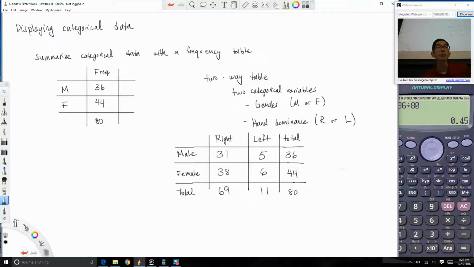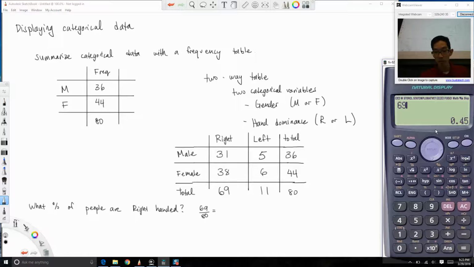Good. So now I can ask something like, what percentage of people are right-handed? And you would tell me, what is the fraction that we would have to do? 69 divided by 80, and so this is going to be 86.25%.